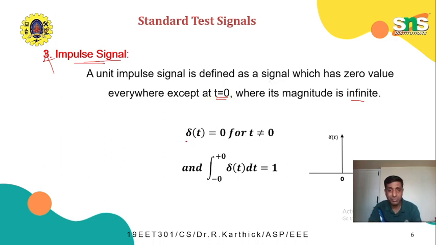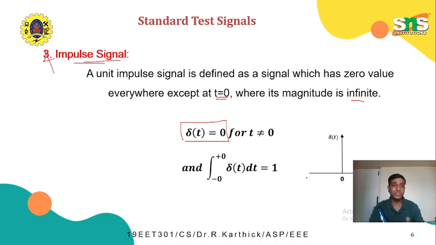It is represented by delta of t is equal to 0 for t not equal to 0, because as per our definition, the impulse signal exists only when time t is equal to 0. Such a signal is called the impulse signal or a unit impulse signal.